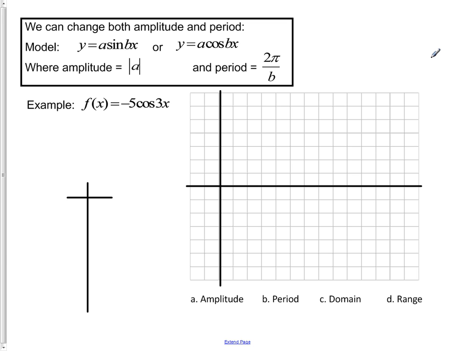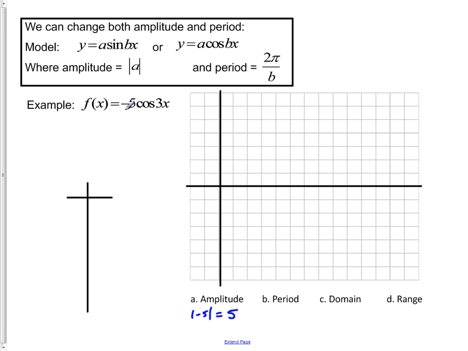All right, let's do one more along these lines. We've got f of x is equal to negative 5 times the cosine of 3x. For the amplitude, remember we said the amplitude is the absolute value of whatever a is in front of it. So our amplitude is actually the number 5.